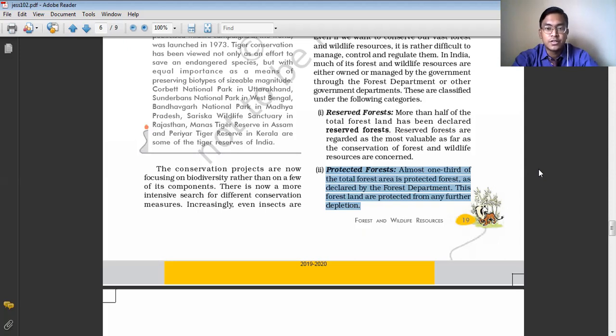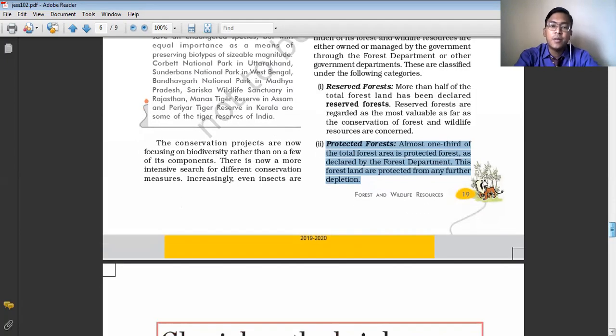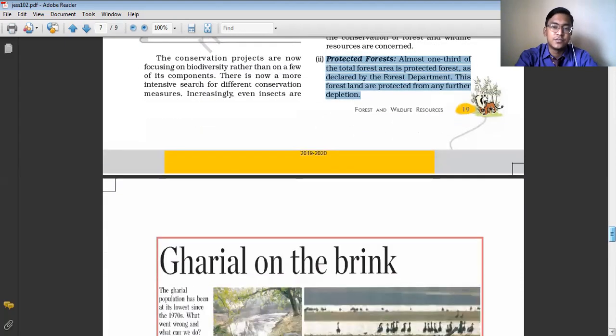In both the reserve forest and the protected forest, the common people are not allowed to enter the forest areas without the permission of the forest department. Any kind of trespassing in the reserve forest or the protected forest is subject to legal punishment. So there are specific rules and regulations regarding the reserve forest and the protected forest, which make these forests different from the other class of forest, the unclassed forest.